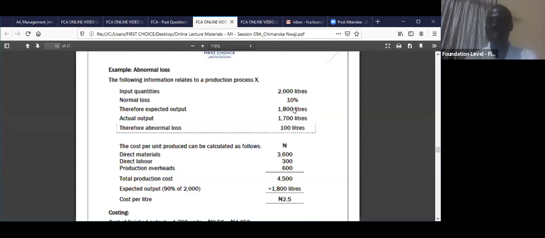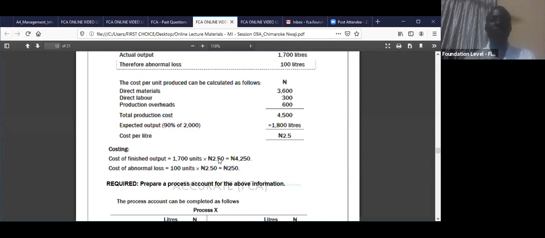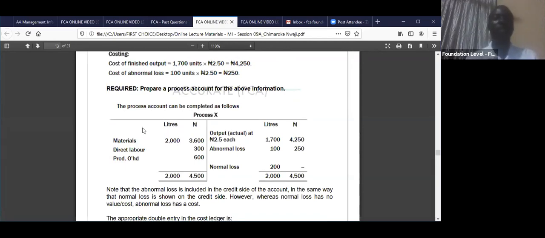Yes, still 4,500. Now, the expected output, we said before, we are not using the actuals. We are using expected. So you see, when it comes to abnormal, there's nothing we can do. We have to think of the abnormal as inside the expected. So it is still giving us 2.5 naira per liter. So what it means is that we are going to use 2.5 to cost the normal, use 2.5 to cost the abnormal. So what do we do? We do the same way I told you to do it. Do the debit side first, the same way we normally do. Then go and do your normal loss. The first thing you should do is your normal loss.